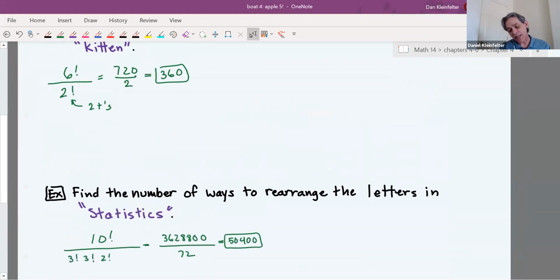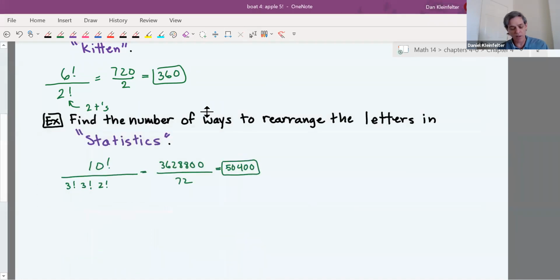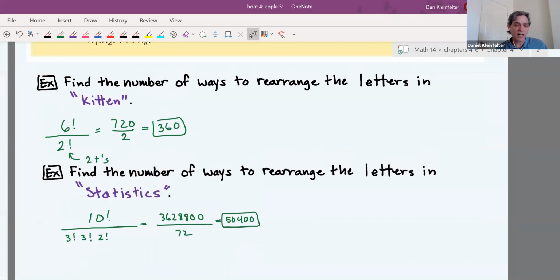This application can seem kind of minor, like how often do you sit and need to figure out how many ways of respelling a word. So that's kind of a minor application for this, but that's how that goes. All right, so let's move along.